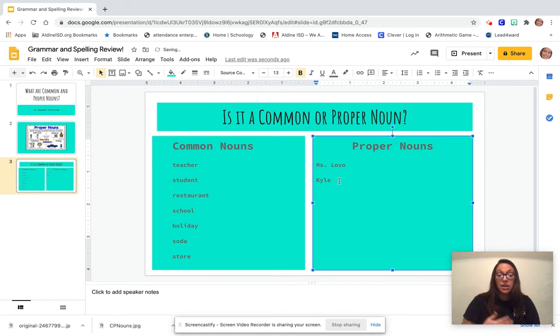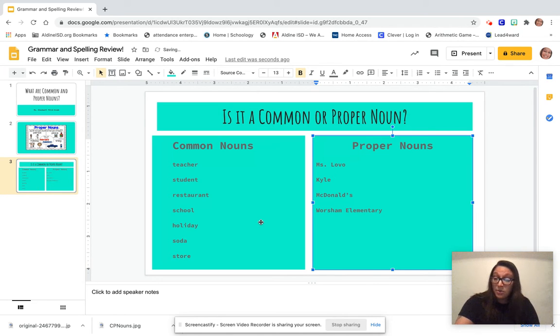Now, it's the same thing with places like a restaurant. Restaurant is my common noun. I could be talking about any restaurant. Now, let's say I was going to go eat dinner at McDonald's. I would have to capitalize that specific restaurant because it is a proper noun. It's the name of a specific restaurant. And it's the same thing with schools. School is a common noun, but if I'm talking about a specific school, like Worsham Elementary, then it becomes a proper noun that I need to capitalize.